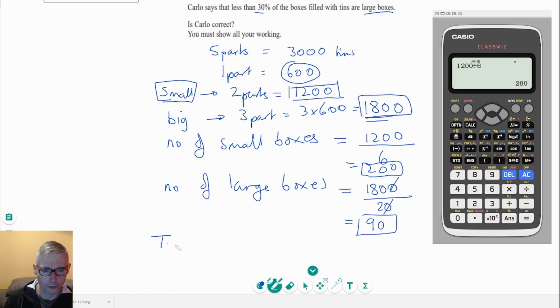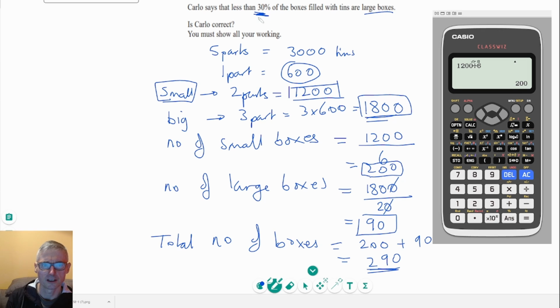So we can now work out what the total number of boxes is just by adding those two figures together. So if we do that, 200 plus 90 will give me 290. So I've got 290 boxes in total. And the main part of the question is to say, is Carlo correct in saying that less than 30% of the boxes filled are large boxes?